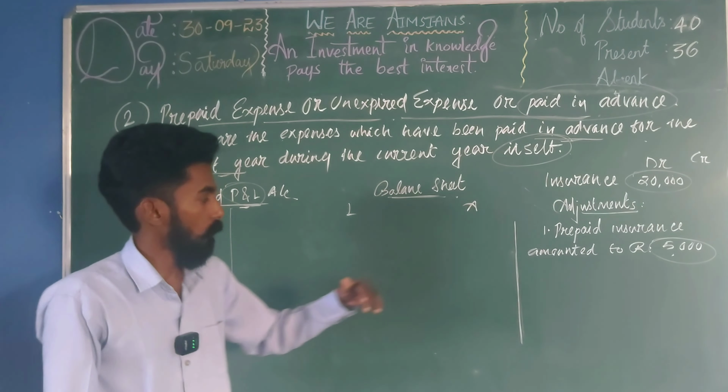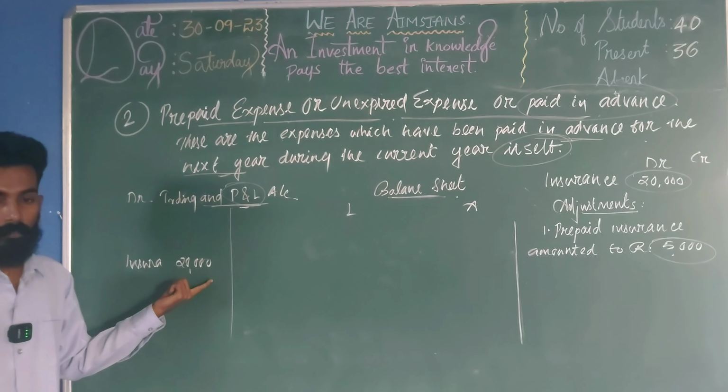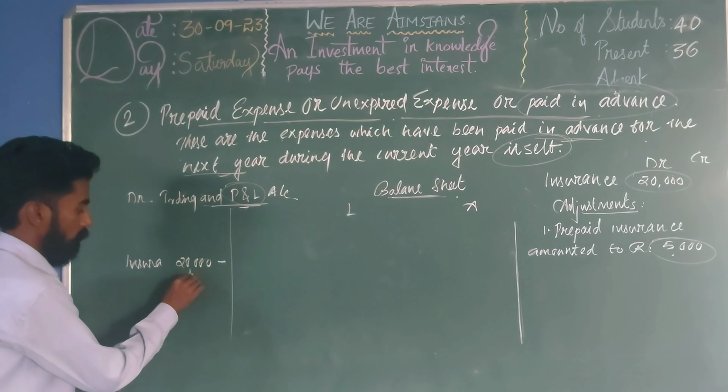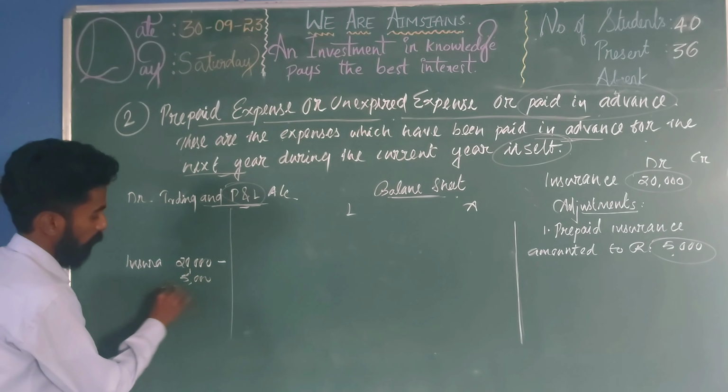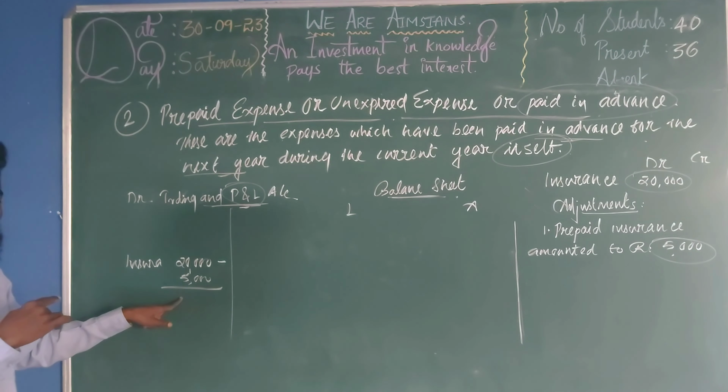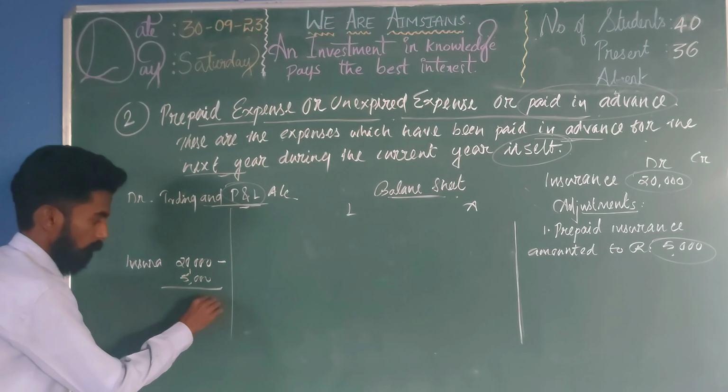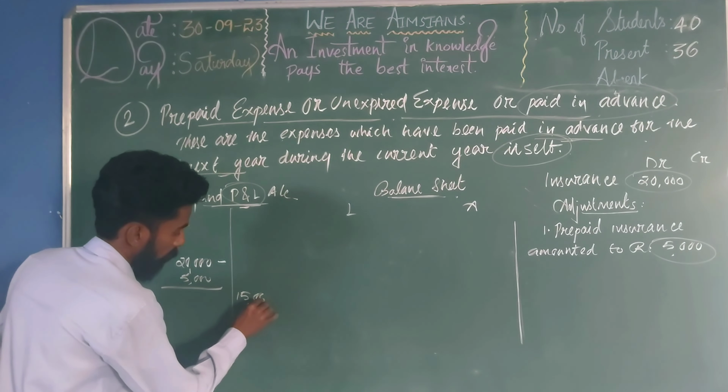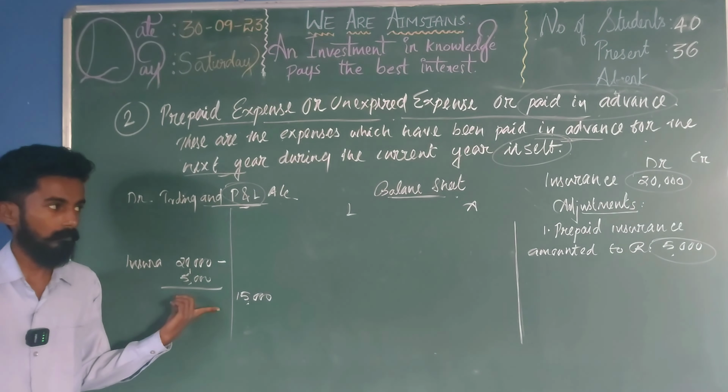So what do we need to do? Plus or minus? We need to minus that 5,000, because this 5,000 does not belong to the current year. So how much will it come? 15,000 will come. You can transfer it into the outer column.